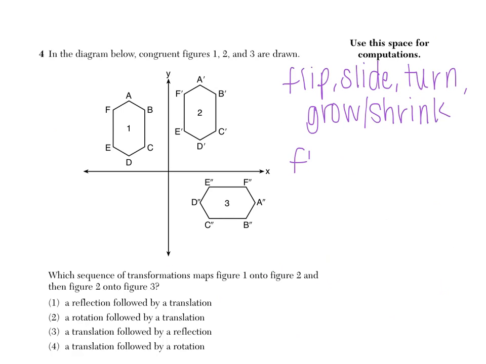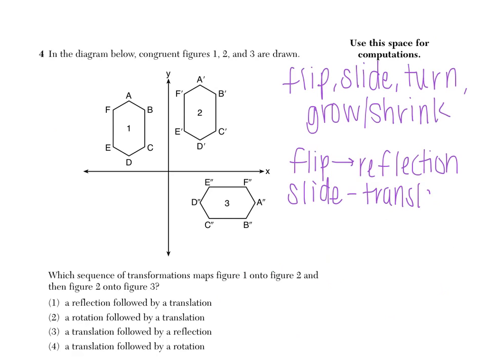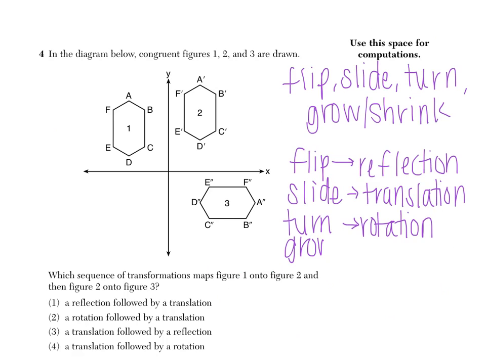Remember that a flip is a reflection. A slide is a translation. A turn is a rotation. And a grow or shrink is a dilation.